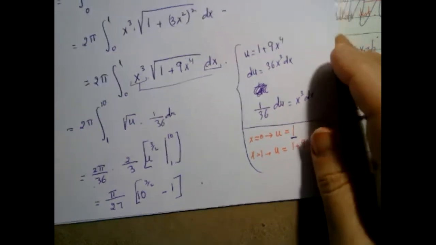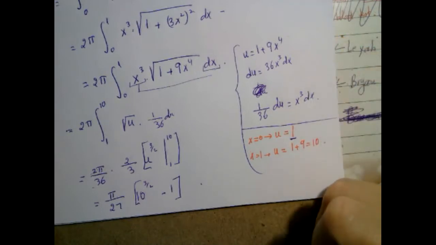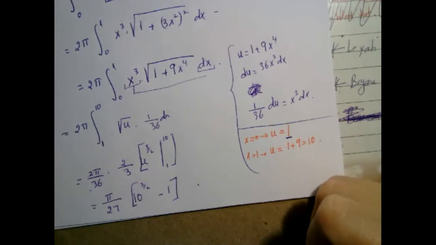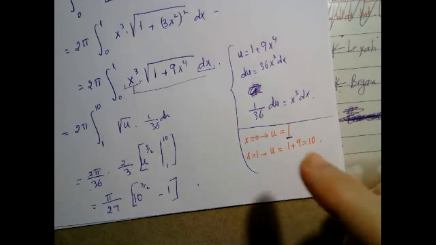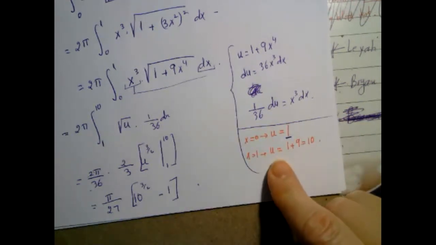Any questions before we proceed to the last one? You don't have to substitute 1 plus 9x to the 4th? No, because... Why don't you? Tell me why. I'm not sure. That's what I've been doing. I think that's why I got the problem wrong. Right, because I changed the limit already.